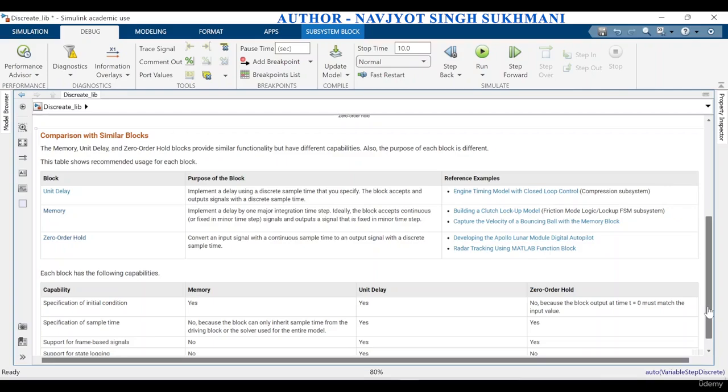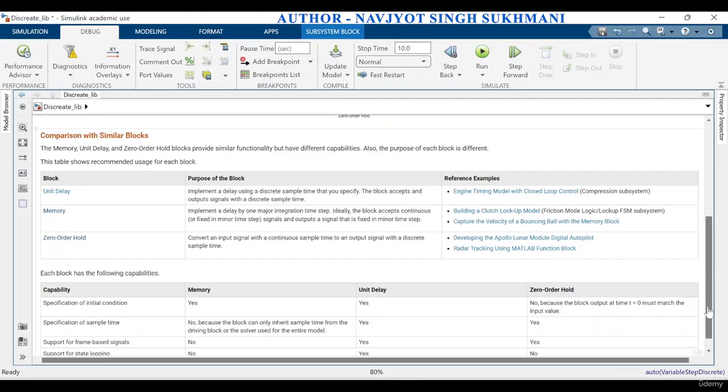In the table, you can see the block names: unit delay, memory, and zero order hold. The purpose of the unit delay is to implement a delay using a discrete sample time that we specify. The block accepts and outputs signals with a discrete sample time. We have the references, we can take the instant training model, we can do a closed loop system.